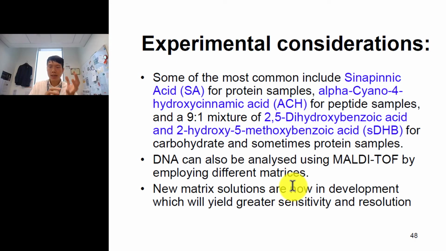DNA, you can also analyze using this MALDI-TOF by using different matrices. So if you have a new sample, you need to try these different matrices and see what works for you. Again, experimentation: researchers test, hypothesize, okay, safe, good.